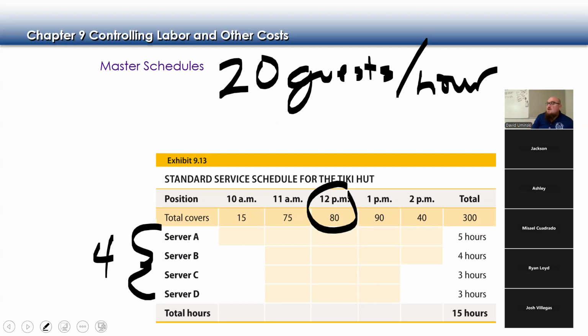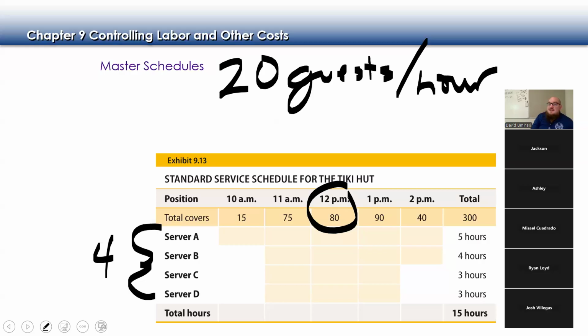Okay. Now at 1 o'clock, we have 90 guests. So we have to decide, do I bring in an additional server to cover those extra 10 people, or can I rely on my staff? Are they trained well enough that they can maybe take on two or three extra people per hour? And that will help cover that. So sometimes if your staff is able to handle that, that's great. And that helps you save on your labor dollars.